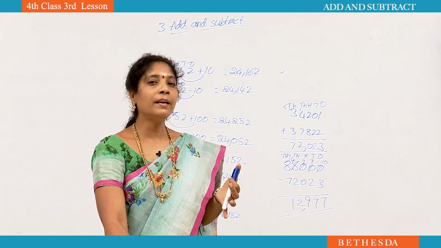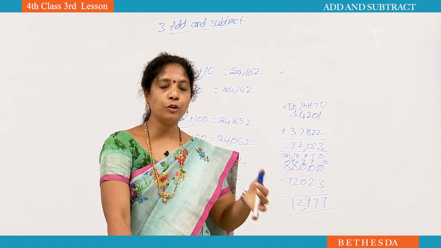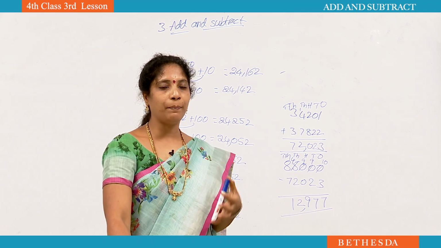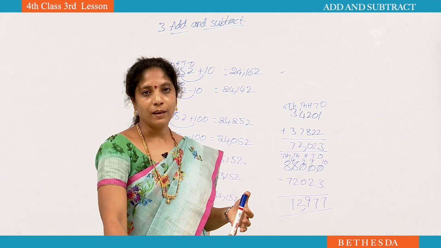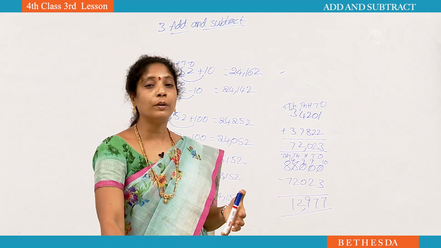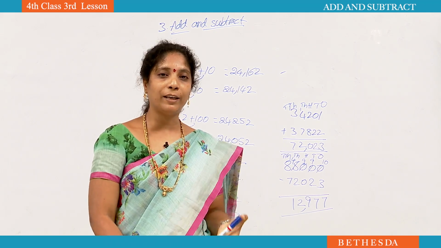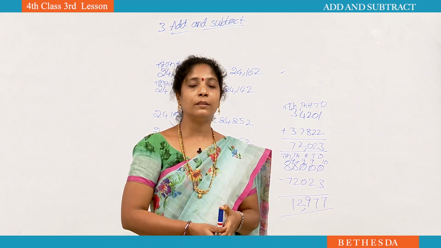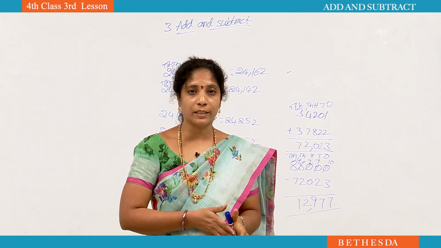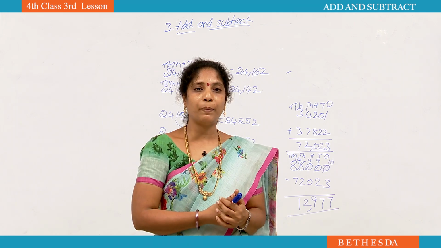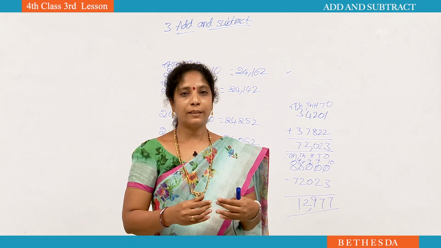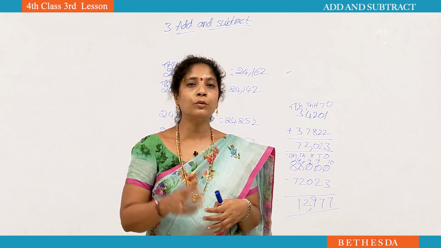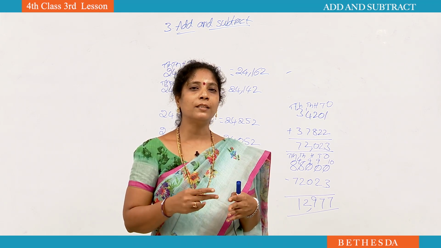Because here he asked how many saplings they planted in the north zone and the south zone. Total minus total, they planted 85,000. In those 85,000 they planted some in the north zone and some in the south zone. How many are left? That's why here we used two operations, addition and subtraction.